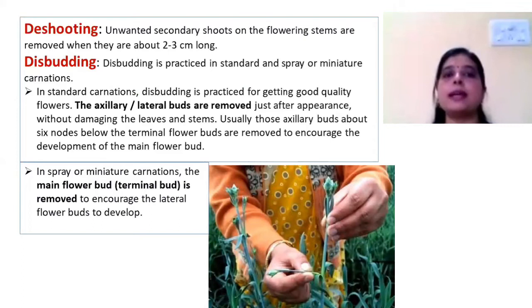You remove the axillary or lateral bud just after appearance, without damaging the leaves and stems. In the standard carnation, the lateral buds are removed, and in spray or miniature carnation, the main flower bud or terminal bud is removed to encourage the lateral flower buds.